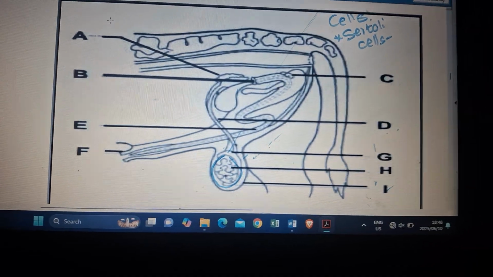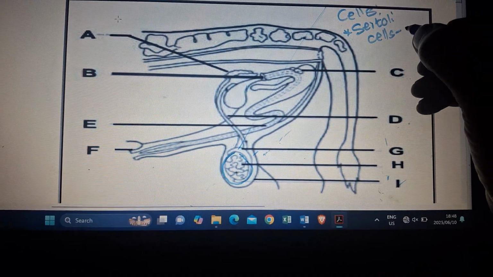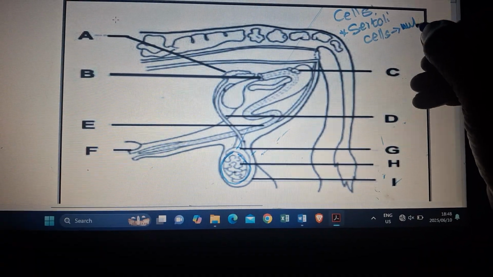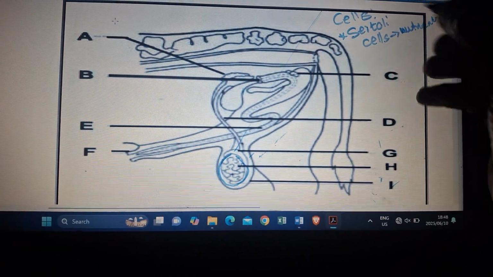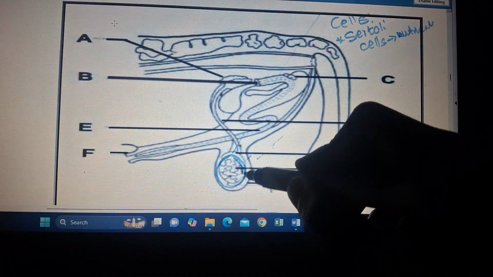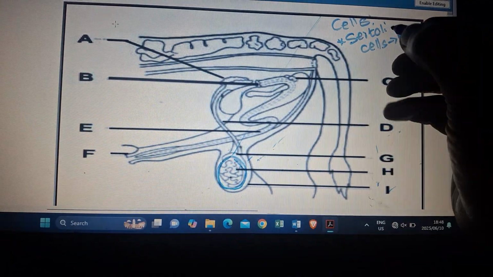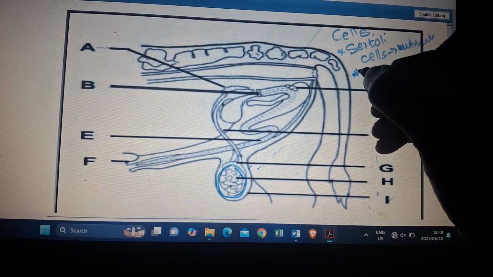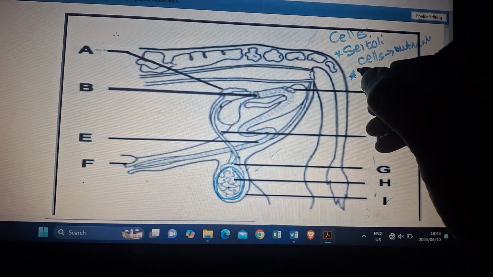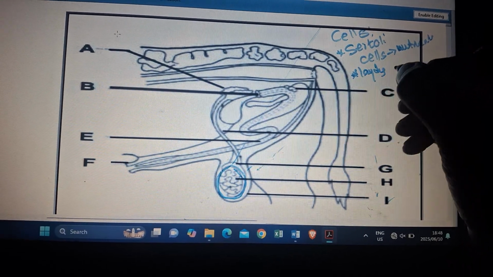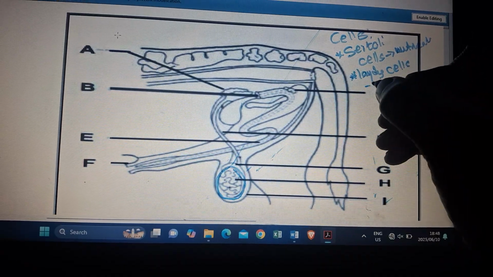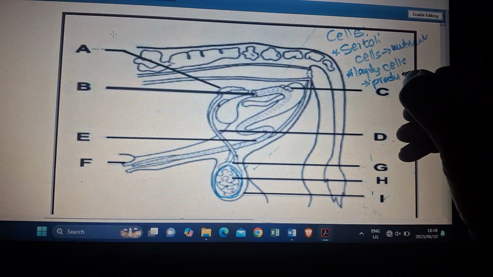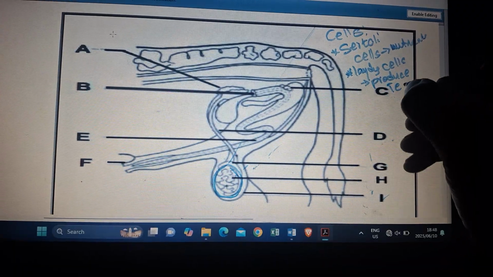Sertoli cells are cells that provide the sperm with nutrients. So the sperm cell within the testis receives nutrients from the Sertoli cells. Second, on the wall of the seminiferous tubules, we also have Leydig cells, or some call it cells of Leydig. These are cells that are concerned with the production of what? Of testosterone.